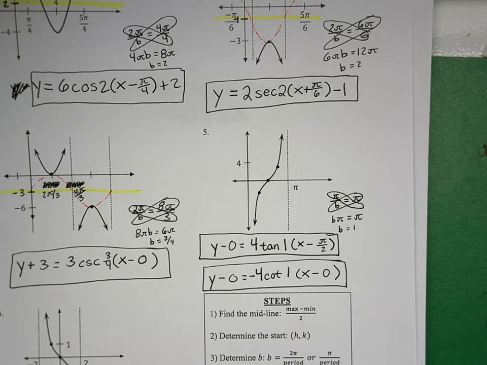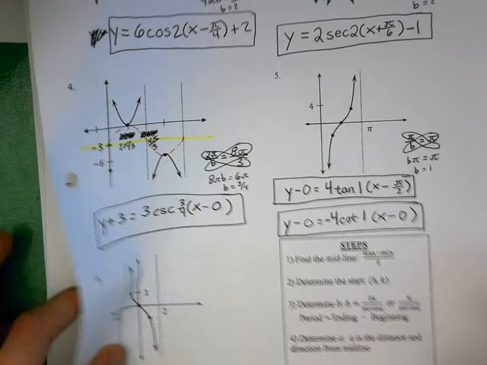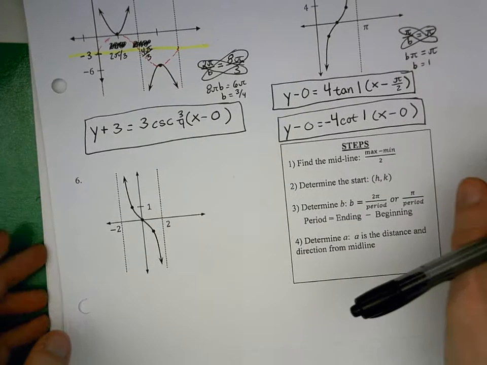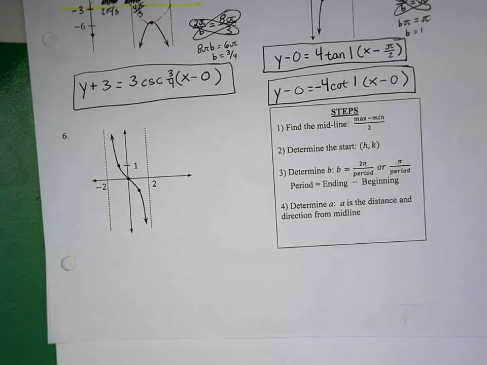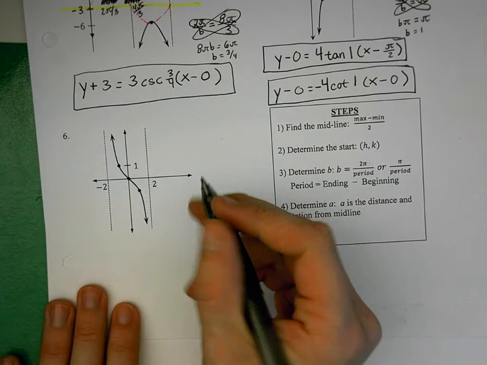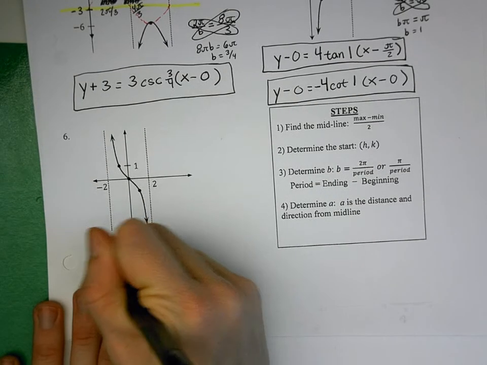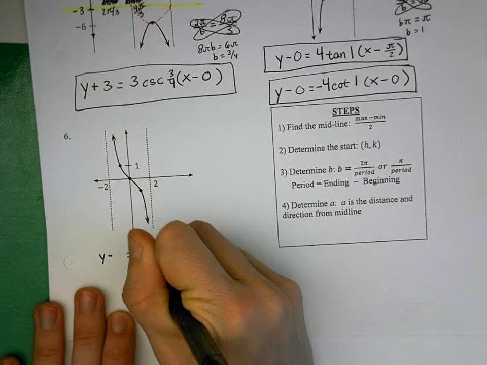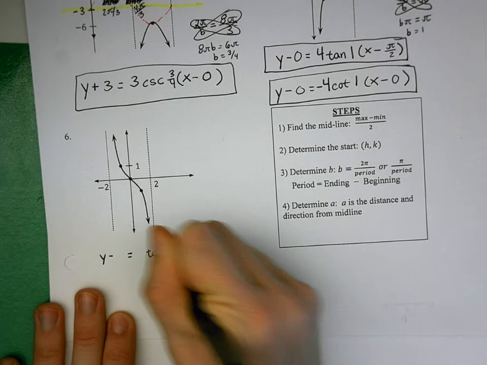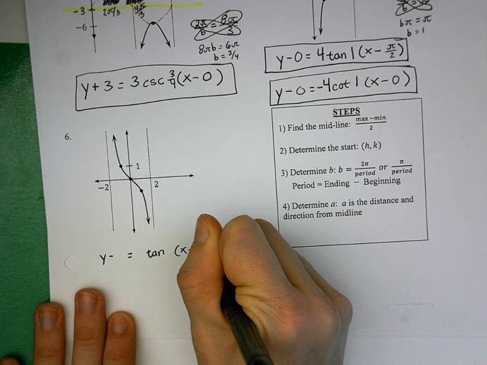Okay, one more. Again, if you have not already, pause the video, try it on your own, restart it when you are ready to check your answers. We're doing both tangent and cotangent. Okay, first up, tangent: y minus my k equals a times tangent of b times x minus my h.